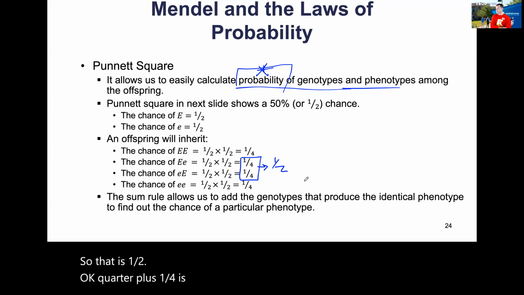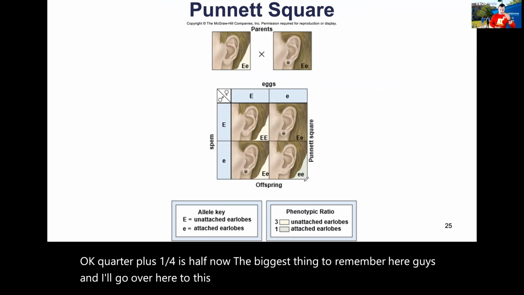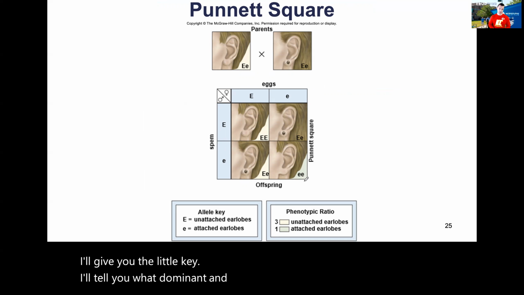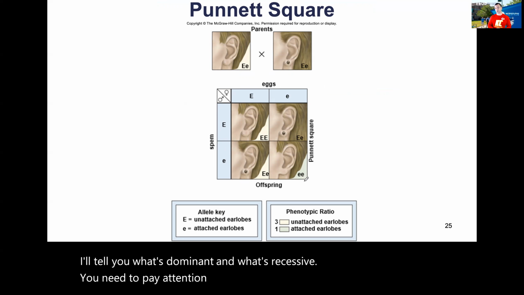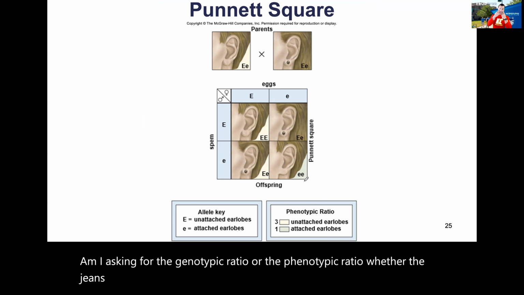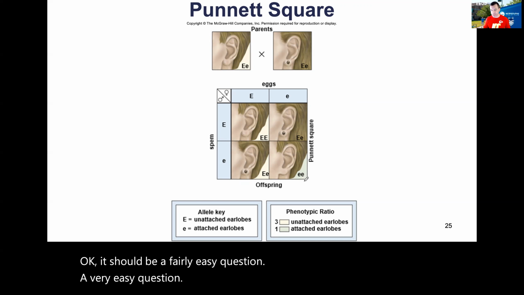Now the biggest thing to remember here, guys, and I'll go over here to this picture. I'll give you the allele key. I'll tell you what's dominant and what's recessive. You need to pay attention to what I am asking for. Am I asking for the genotypic ratio or the phenotypic ratio? What are the genes and what do you see? It should be a very easy question, but for whatever reason, people don't read the whole question and get it wrong.